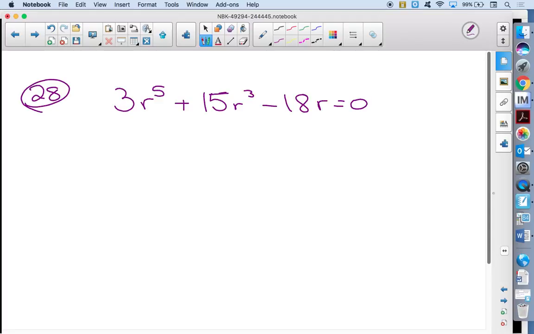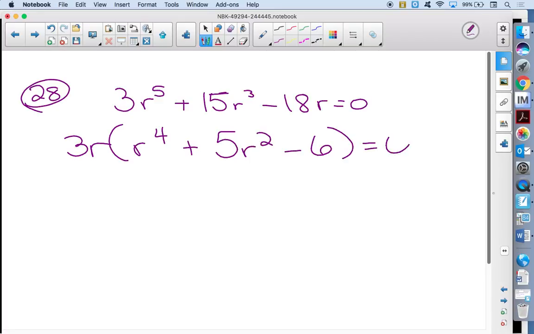Okay, so for number 28, if we're following the little flow chart, the first step says always try to take out a greatest common factor. So in number 28, is there a greatest common factor? Yes, they all have an r in common, so that should be the first step. Take out an r. Do they all have something else in common, Sarah? 3. A 3. So looking at the GCF, we could take out a 3 and an r. And Sarah, when we do that, what do you have left then? r to the 4th plus 5r squared minus 6 equals 0.